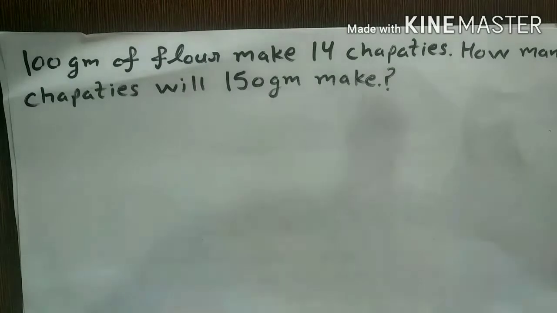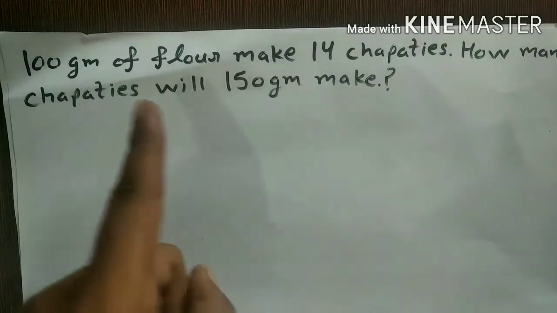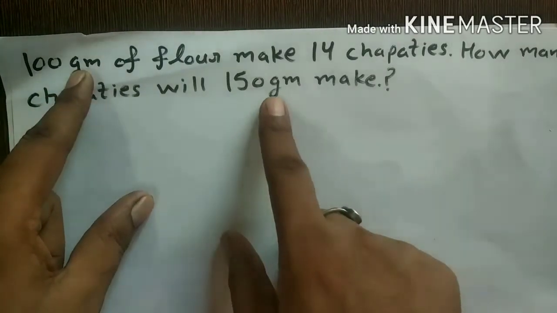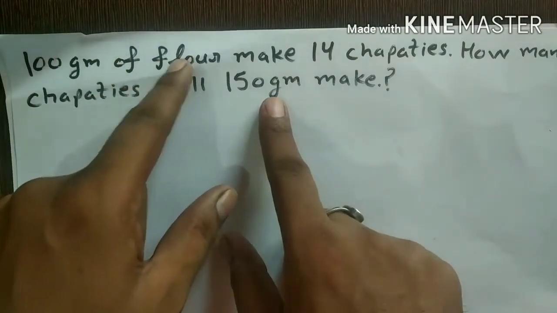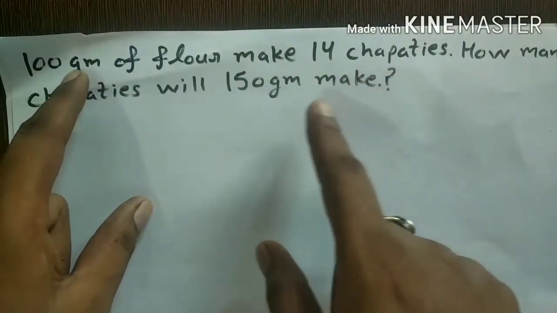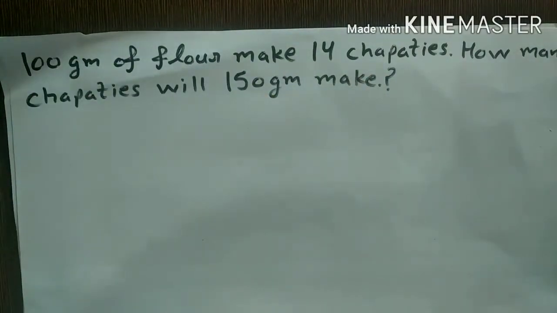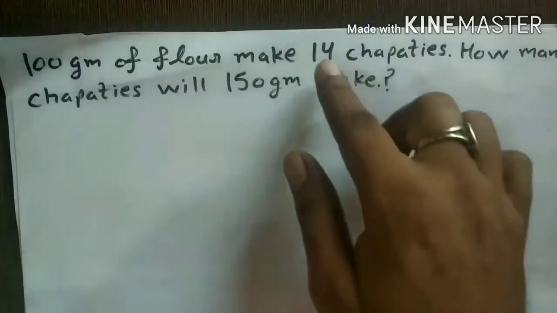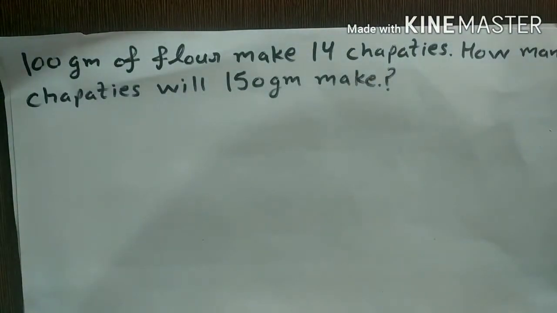In this type of question where we have to apply the unitary method, we will see which term is given to us twice. Here you will see that 100 gram and here 150 gram. So the quantity of flour has been given twice in the complete statement. Okay, so 100 gram and 150 gram. And what has been asked? The number of chapatis, and the number of chapatis has been given only one time.